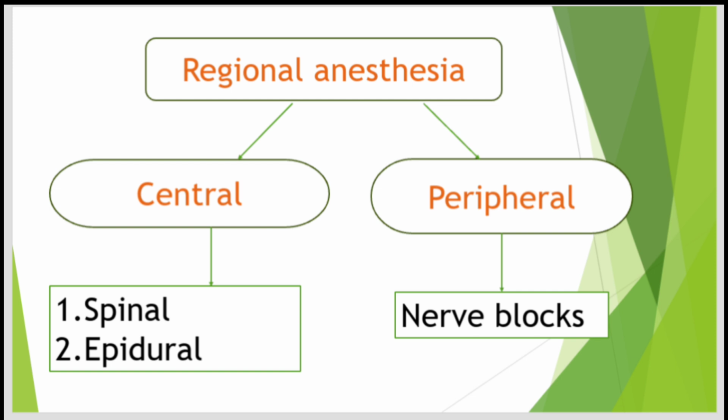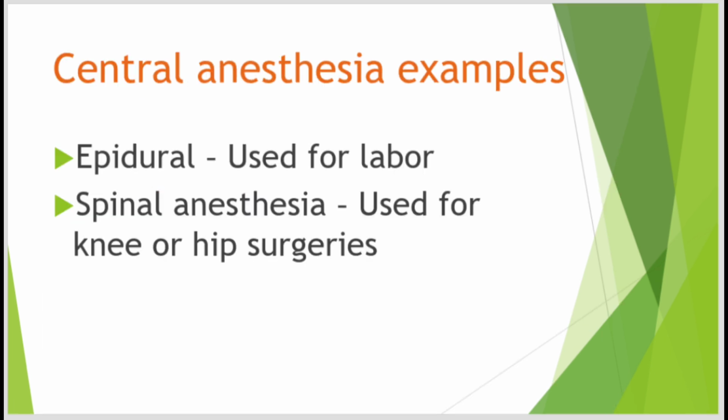So as we have discussed earlier, regional can be divided into central and peripheral, right? So central can be further divided into two, that is spinal and epidural. So spinal anesthesia is used for knee or hip surgeries. We are using epidural for labor.